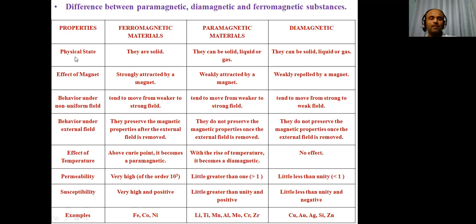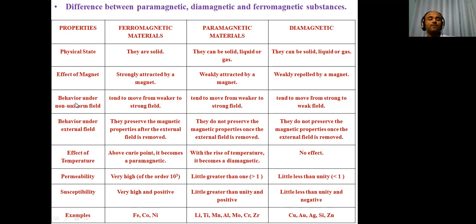First, physical state. Ferromagnetic substances are solid, paramagnetic substances may be solid, liquid, or gas, and diamagnetic substances may be solid, liquid, and gas. Effect of magnet. In presence of magnetic field, ferromagnetic substances are strongly attracted by magnet. Paramagnetic substances are weakly attracted by the magnet, while diamagnetic substances are strongly repelled by magnetic field.